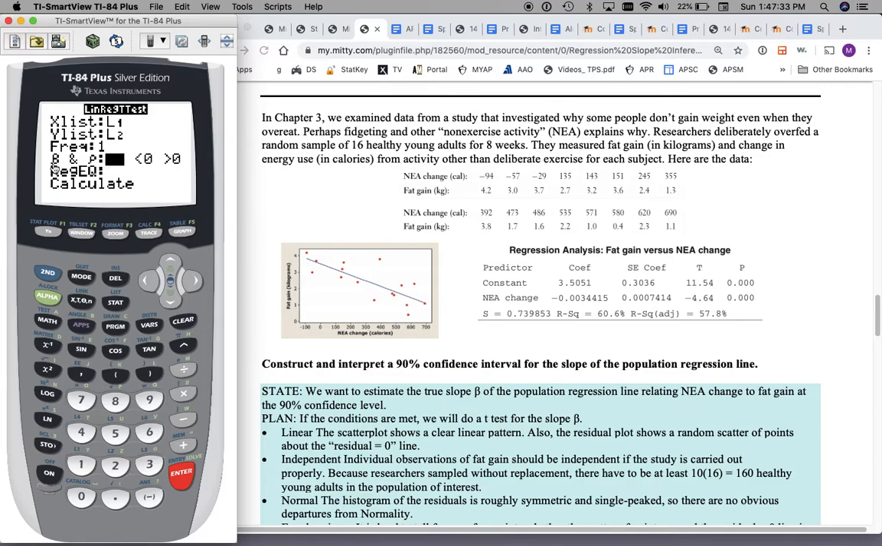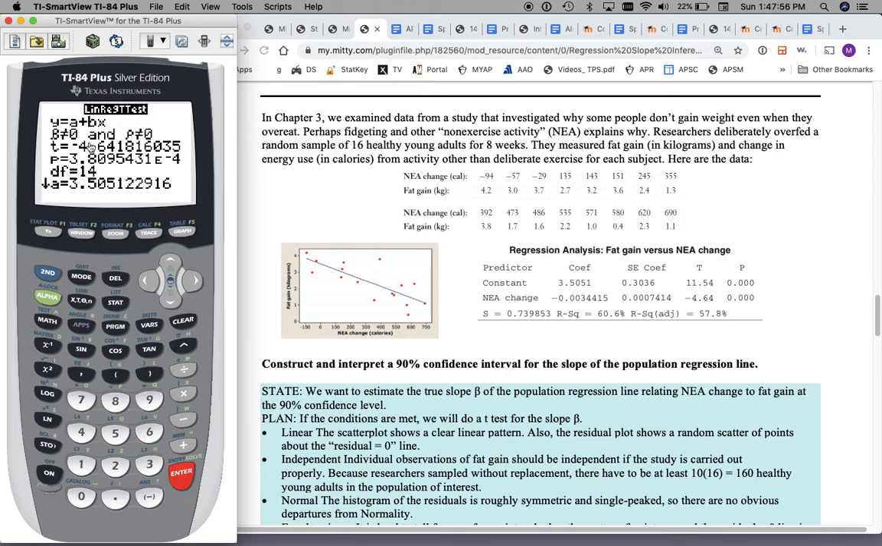And this is, again, a test for beta. Your calculator also does this same test for rho here. Don't worry about that. That's not for us. But it happens to be the same test. Rho is the population correlation. Regression equation, if you wanted to store it, you could do that. But we're going to run the test.